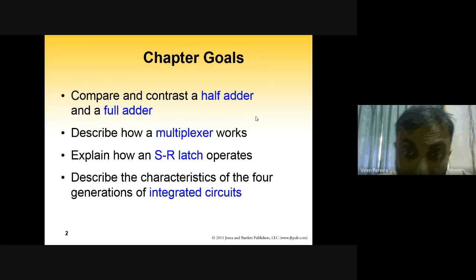Describe the characteristics of 4 generations of integrated circuits. This will come later on.